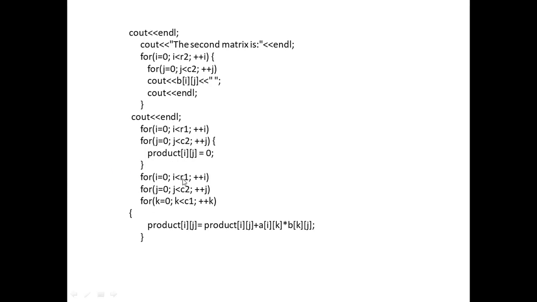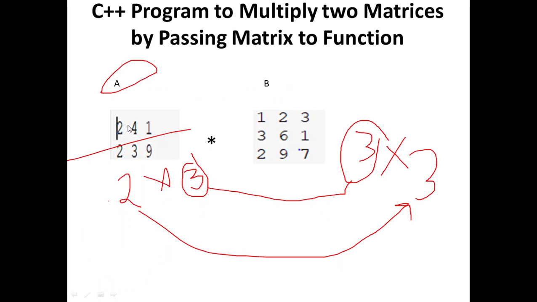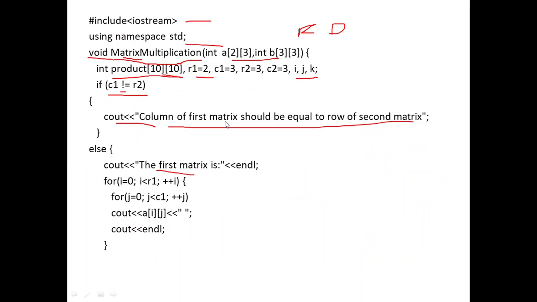Now for i equal to 0, i less than r1, i plus plus, j equal to 0, j less than c2, j plus plus. That means we are scanning each element. Now why do we use this k loop? For k equal to 0, k less than c1, k plus plus, product of ij equal to product of ij plus a ik into b kj. Why are we using this k loop? Because we know how we multiply matrices, like 2 into 1 plus 4 into 3 plus 1 into 2. That is, each row has to be multiplied with each column's elements and added together. For that we are using the k value.